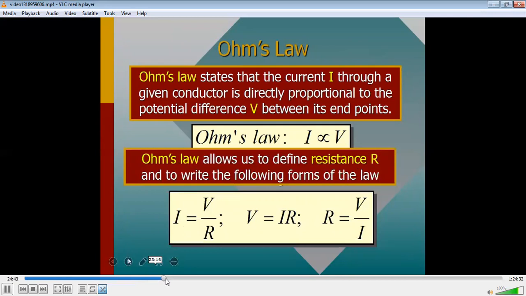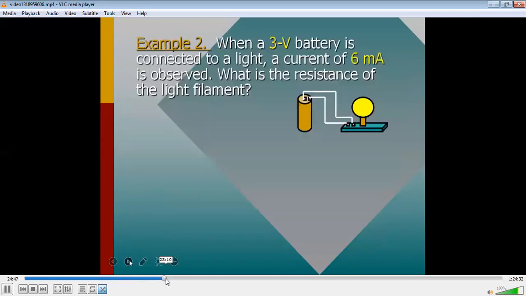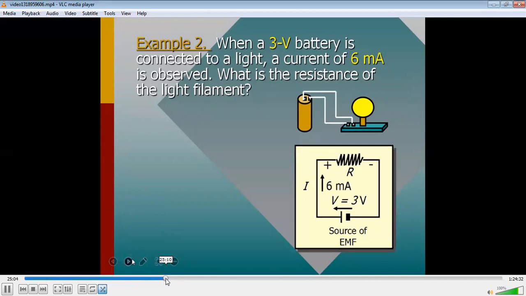Now, for example, when a 3 volt battery is connected to a light, a current of 6 microampere is observed. What is the resistance of the light filament here? So with a 3 volt battery, the electric source, the potential difference will be 3 volt, and the current will be 6 microampere. So the electric circuit can be shown here on the right side.